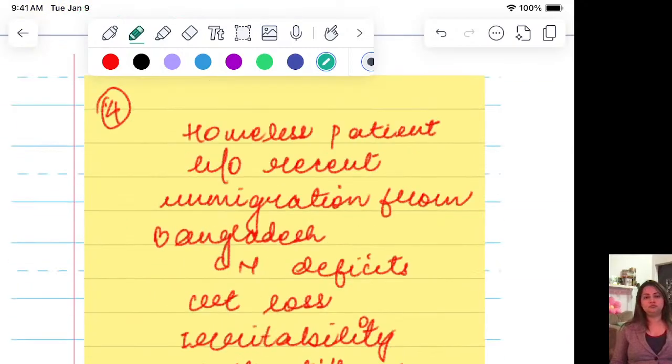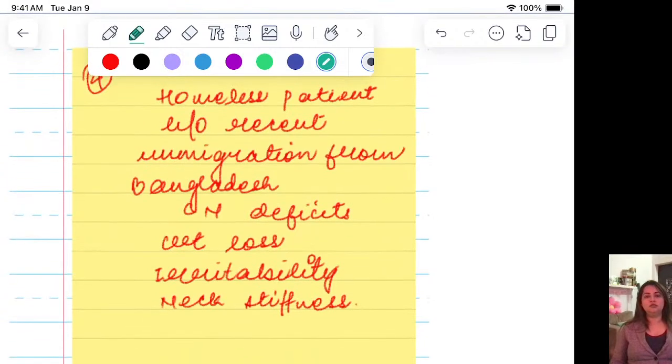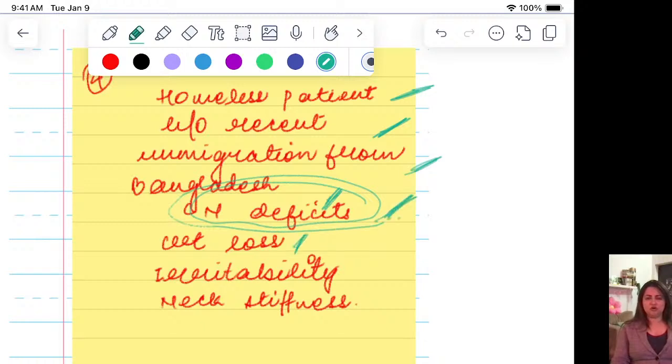Moving on. So look at the history. We have a homeless patient. There's a history of recent immigration from Bangladesh. The patient is having cranial nerve deficits, weight loss, irritability, neck stiffness. What is it? So what are we talking about here? Homeless patient, history of recent immigration from Bangladesh, then weight loss, irritability, neck stiffness.